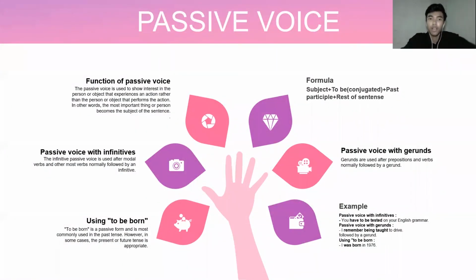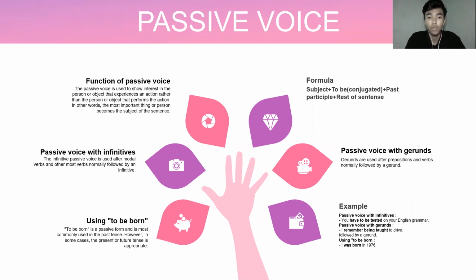Hi everyone, I want to present the material of my group about passive voice. What is the function of passive voice? The passive voice is used to show interest in the person or object that experiences an action rather than the person or object that performs the action. In other words, the most important thing or person becomes the subject of the sentence. The formula: subject, to be conjugated, past participle, rest of sentence.